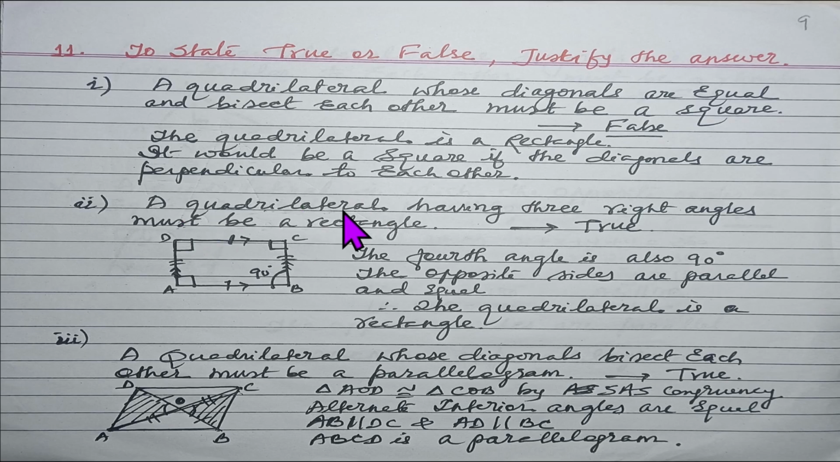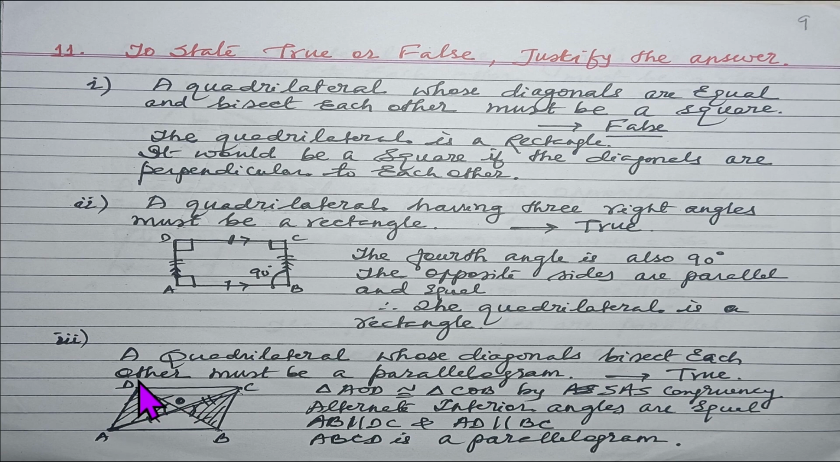Now the second statement, a quadrilateral having 3 right angles must be a rectangle. So in a quadrilateral in which 3 angles are 90 degrees, the fourth is automatically 90. Therefore the fourth angle is also 90. Therefore it is 100% a rectangle, and it is a true statement. Now the third statement is a quadrilateral whose diagonals bisect each other must be a parallelogram, and that is true.